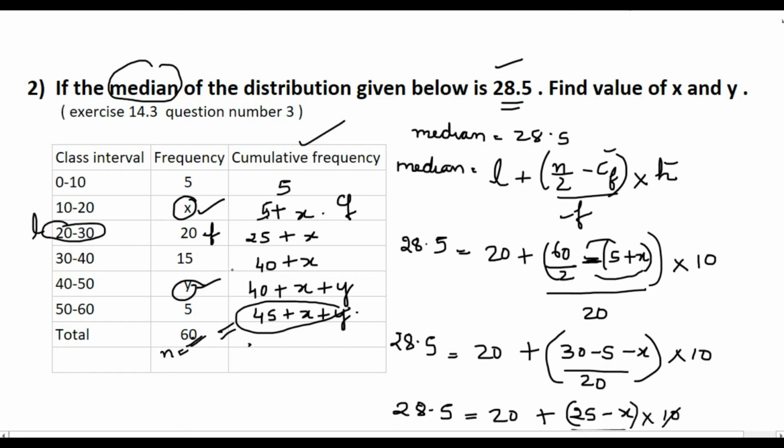So we have seen two problems. One is with mean and the other is with median, and you know how to find the missing frequency now.